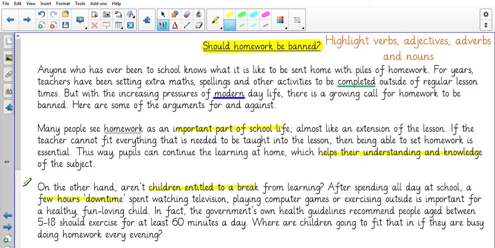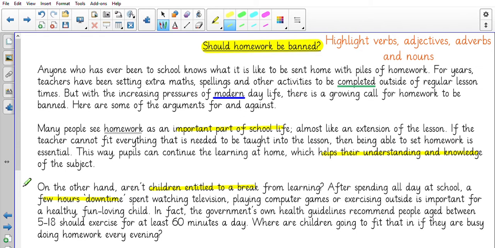So I am not going to highlight any more of the features now, but as I am reading, you might want to do so. Should homework be banned? Anyone who has ever been to school knows what it is like to be sent home with piles of homework. For years, teachers have been setting extra maths, spellings and other activities to be completed outside of regular lesson times. But with the increasing pressures of modern day life, there is a growing call for homework to be banned. Here are some of the arguments for and against.